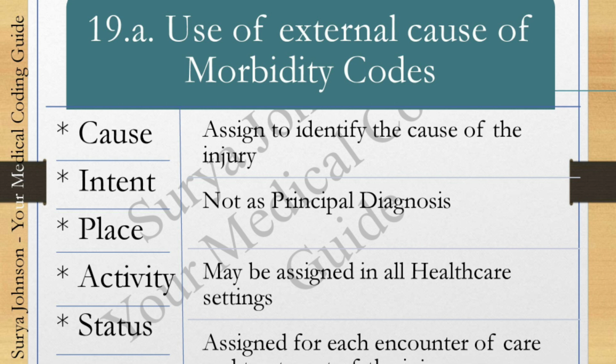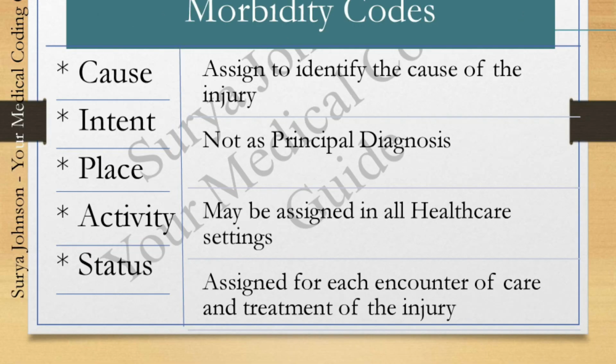This will not explain the injury, but you should assign all these things to identify how that injury has happened. And it cannot be given as a principal diagnosis, because the injury, the condition or the sign and symptom will be the principal diagnosis. So these external cause codes about the cause, intent, place, activity or the status should not be given as a principal diagnosis, and these may be assigned in all healthcare settings. In all healthcare settings, these are applicable.